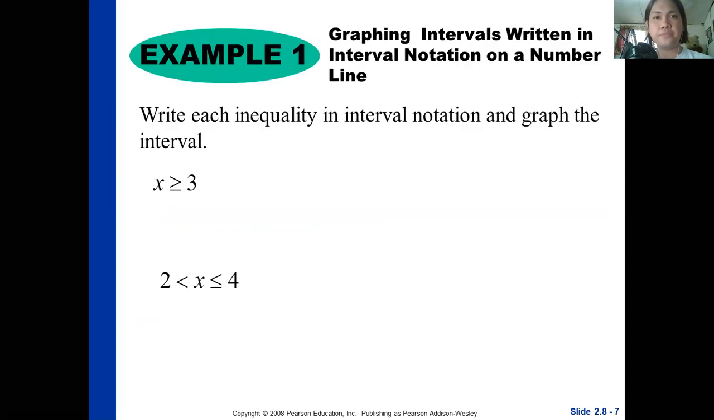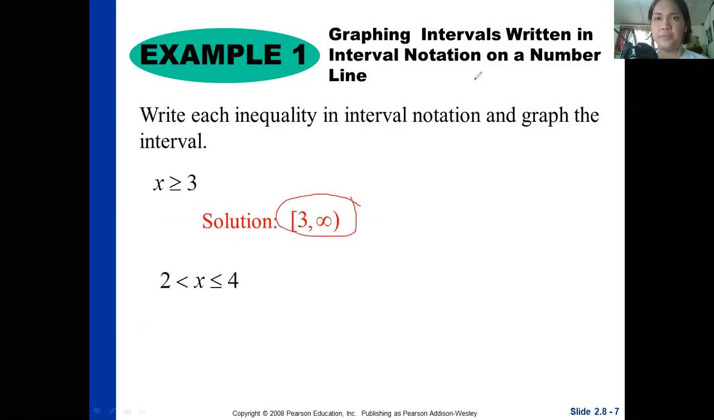So now, write each inequality in interval notation and graph the intervals. This time we're going to apply graphing intervals written in interval notation on a number line. So let's have it. Okay, very good. For the first inequality, x is greater than or equal to 3, we can say that 3 goes to positive infinity. So that is the interval notation, this one.